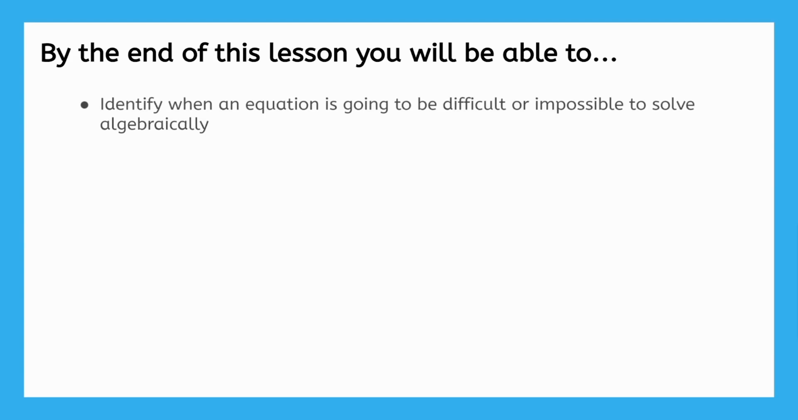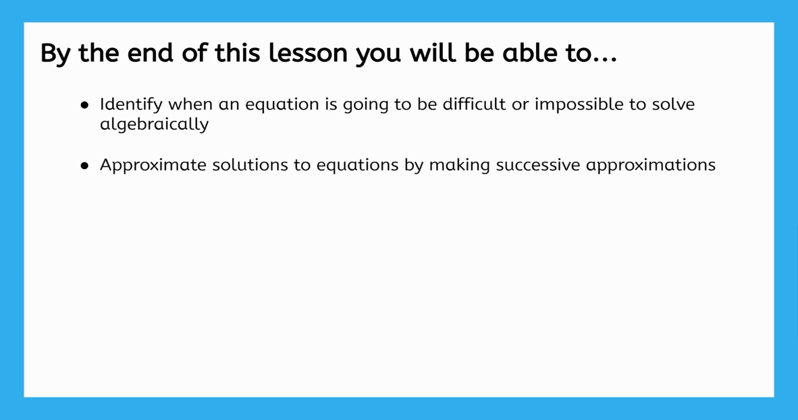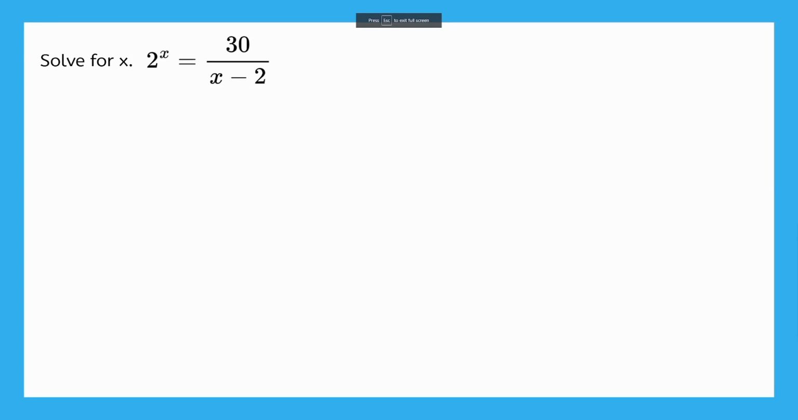By the end of this lesson, you'll be able to identify when an equation is going to be difficult or even impossible to solve algebraically, and you're also going to be able to approximate solutions to equations by making successive approximations. Let's jump right into it. So, we're given this equation and asked to solve for x. Pause the video and take a moment to see if you can solve this equation.